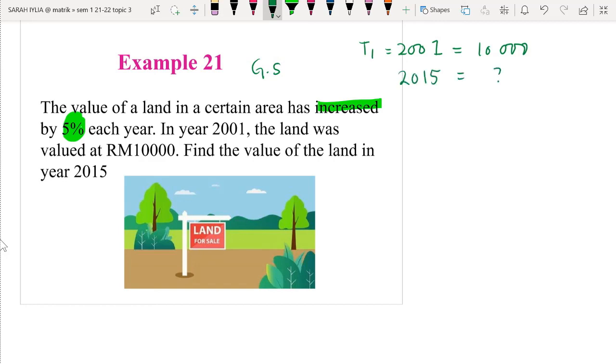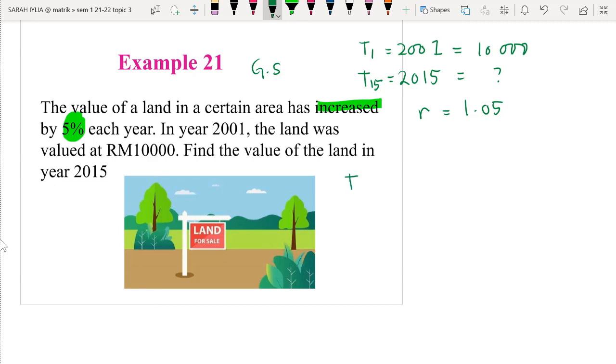Disuruh cari harga tu. So kalau 2015 after 14 years, so T15 lah. Disuruh cari sebenarnya. Okay, so A kita dah tahu. Kita dah tahu soalan nak apa. R yang kita kena hati-hati. So once again, R jangan ambil 5% because 5% tu dia punya gap dia meningkat. Dia meningkat by 5%. So, kalau kita nak dapatkan harga tu selepas setahun, dia automatik akan jadi 1.05. 105% daripada harga asal. Baru kita dapat harga seterusnya. Ini konsep persen je sebenarnya.